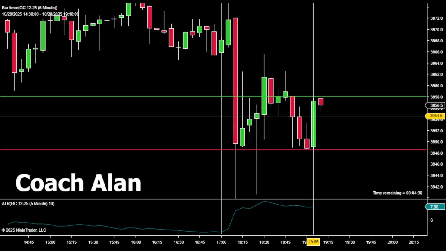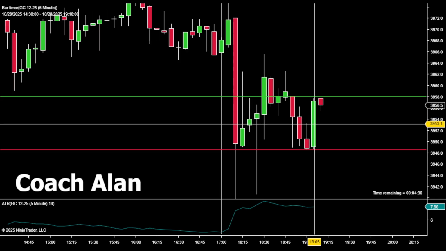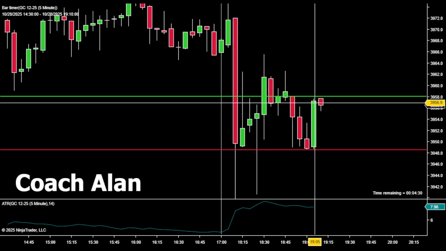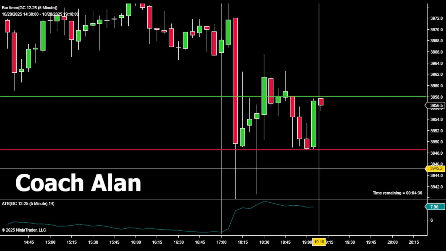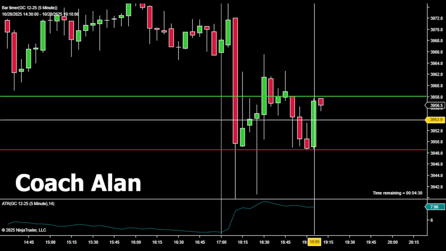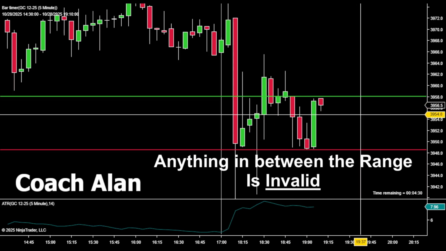All right, so this candlestick closed in the range, so we're not even going to pay attention to that. Remember, we want to see bodies closing above the high or below the low, not the wicks, and nothing in between. Anything in between is invalid.